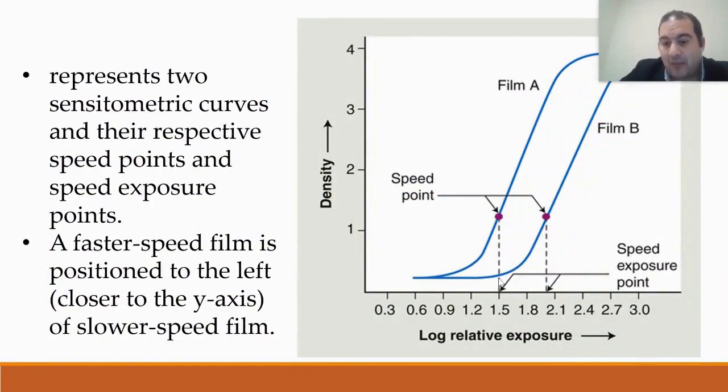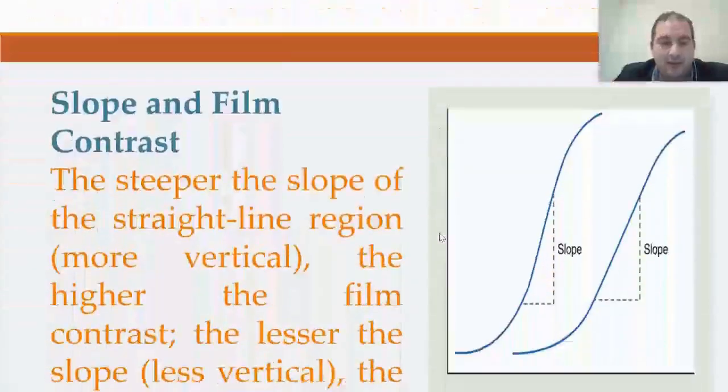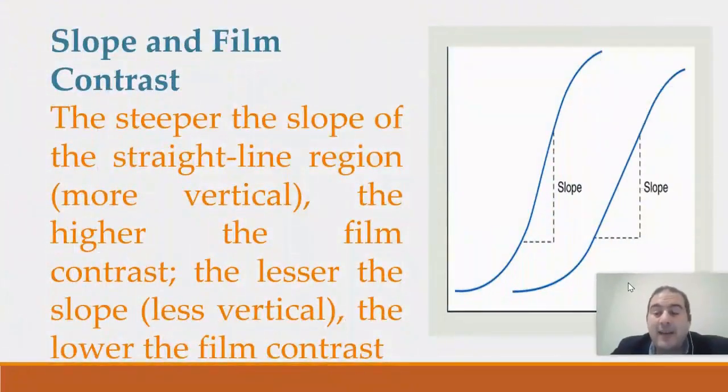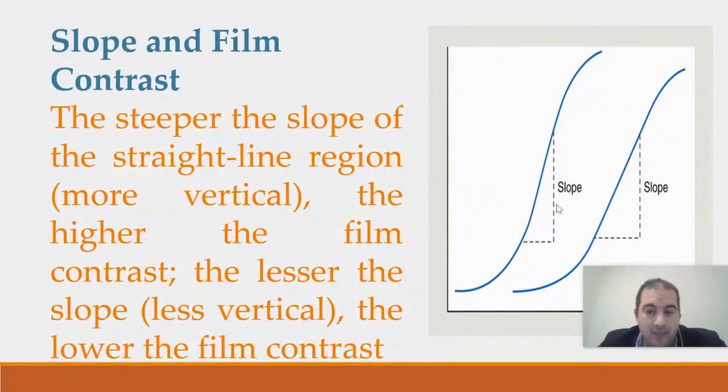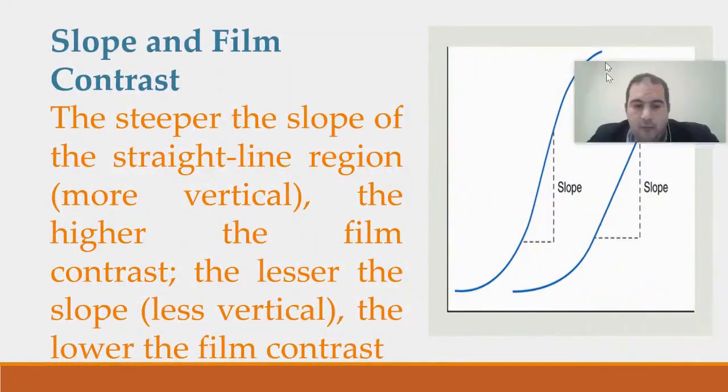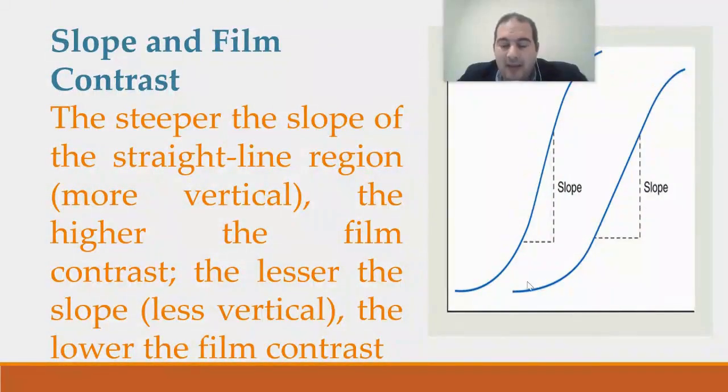For example, in film B, I need a dose of 2 to reach the same value of optical density, while 1.5 in film A was sufficient to achieve the same optical density. Thus, film A has a higher speed than film B and is more sensitive. The slope, referred to as gamma, is steeper when the curve is more straight, indicating high gamma.